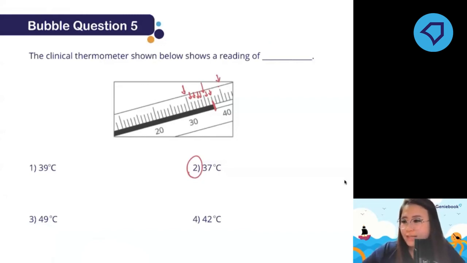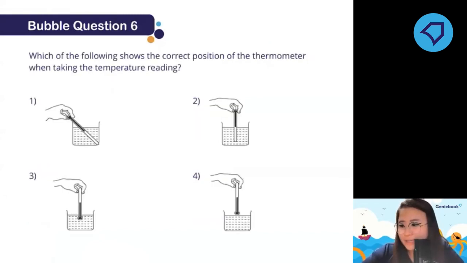Let's move on into the last bubbly question for today. Which of the following shows the correct position of the thermometer when taking a temperature reading? You have a total of 30 seconds.